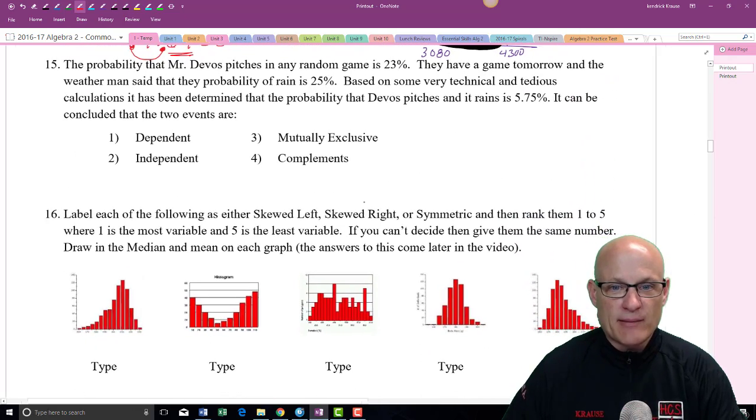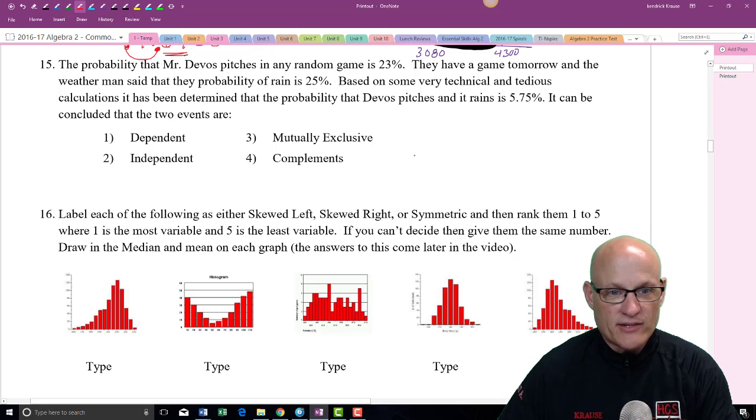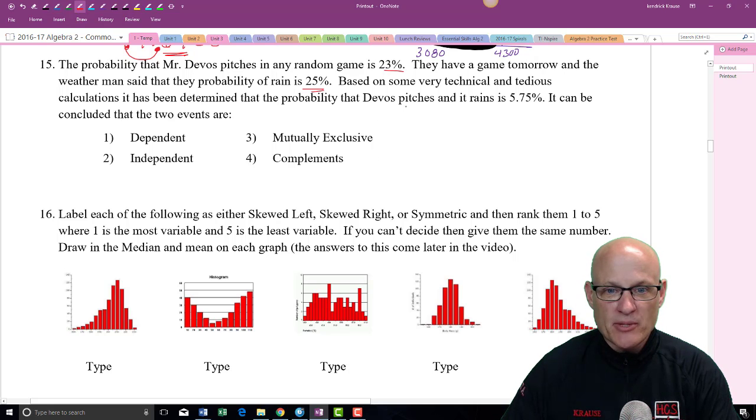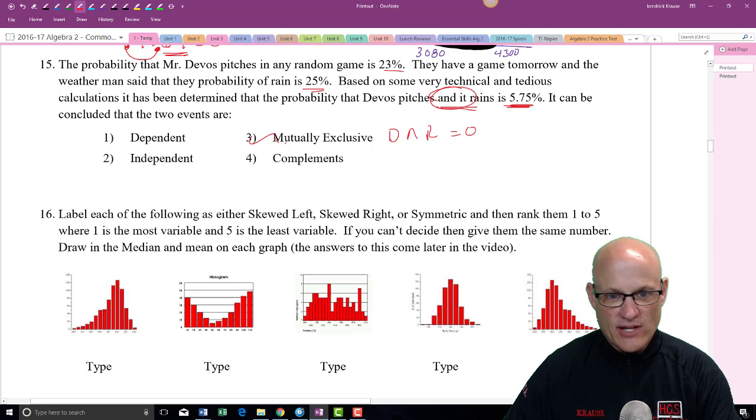The probability that Mr. DeVos pitches in any random game is 0.23. They have a game tomorrow, and the weatherman said the probability of rain is 0.25. Based on some very technical and tedious calculations that's way beyond you and me, it has been determined that the probability that DeVos pitches and it rains is 5.75%. It can be concluded that the two events are... Well, mutually exclusive means if you had an and, if DeVos and rain were mutually exclusive, it would have to equal 0, and that's just not happening.